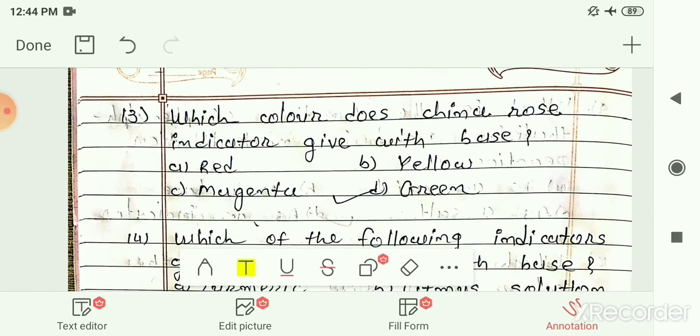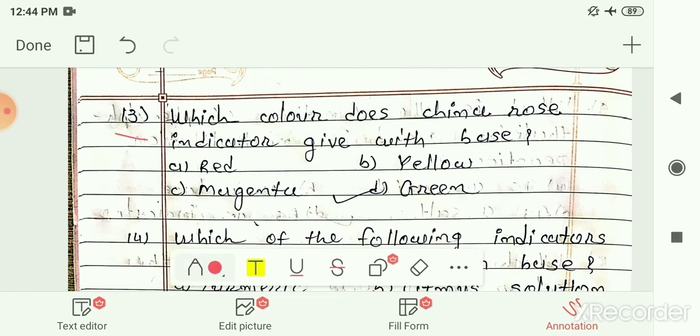Next is 13th number, which color does China rose indicator give with base? The options are red, yellow, magenta or green. Magenta, that means purple color. So here your answer is option D, green. China rose gives green color with basic solutions.